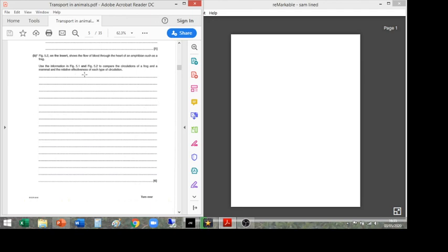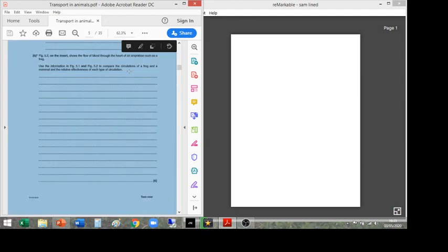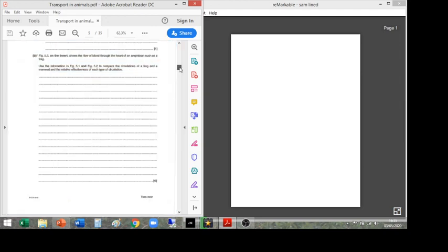Use the information in those diagrams to compare the circulations of the frog, the amphibian, with the mammal. So please don't compare anything to do with fish. If you start writing about fish, that's completely irrelevant. So you have to compare the systems. So literally, say what you see, what are the comparisons? And you have to compare the relative effectiveness. How effective is each type and why? So that's the sixth marker.